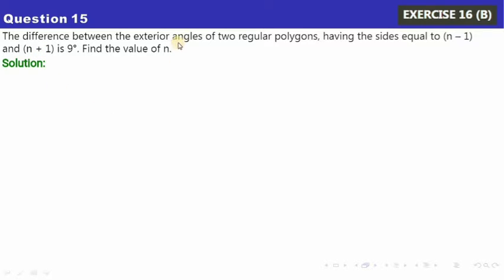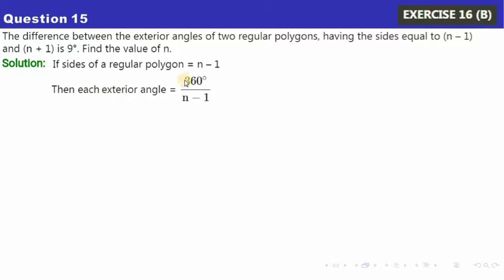So here what is given? The difference between the measures of the exterior angles is given to be 9 degrees. Now let's see how to find the value of n. So if the number of sides of a regular polygon is n-1, you know the value of each exterior angle is given by 360 degrees divided by the number of sides, which is n-1.